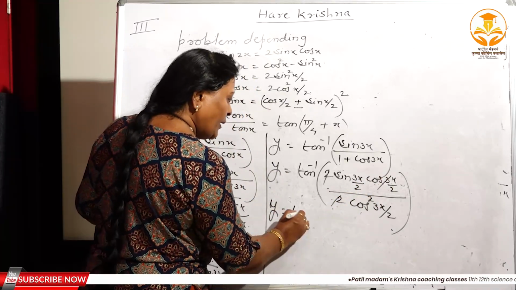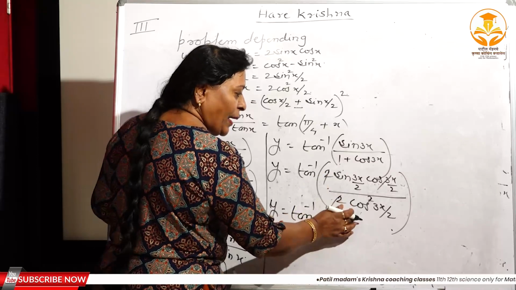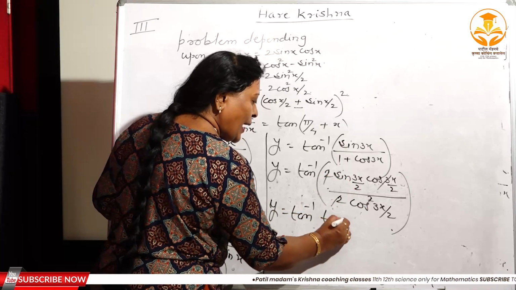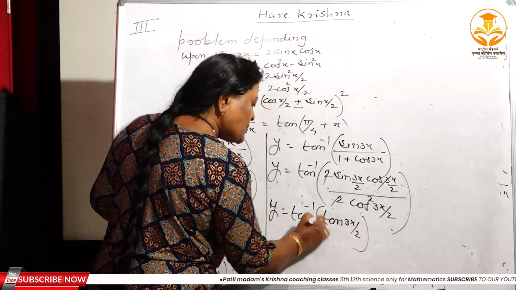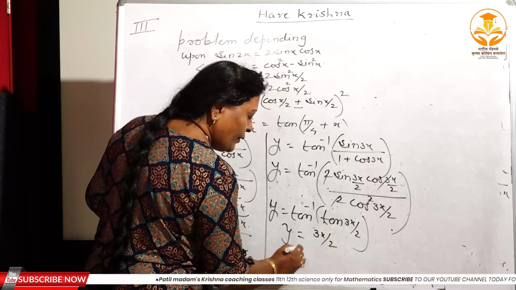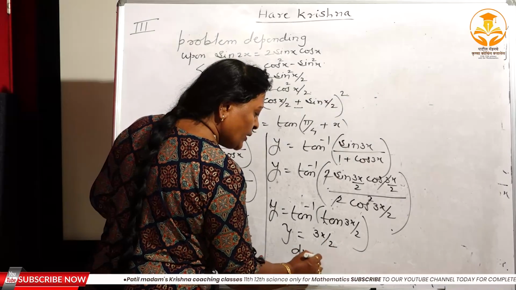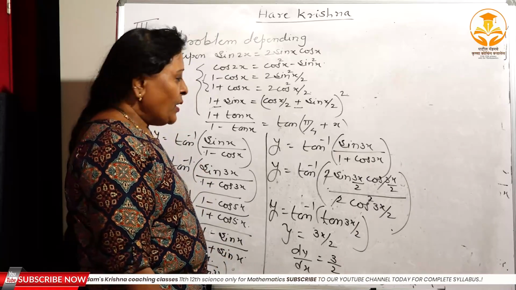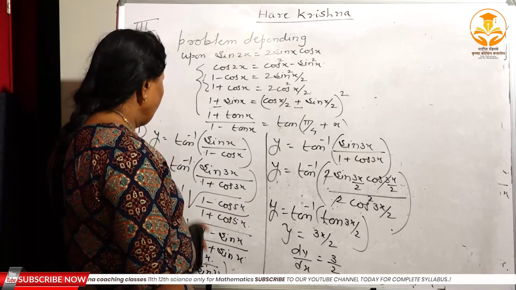Y is equal to tan inverse. Here, sin by cos, sin 3x by 2 divided by cos 3x by 2, you have got as tan 3x by 2. Tan inverse tan get cancelled. Here again 3x by 2, and the derivative of 3x by 2 is nothing but 3 by 2. The derivative of x is equal to 1. So this is the second one, isn't it?